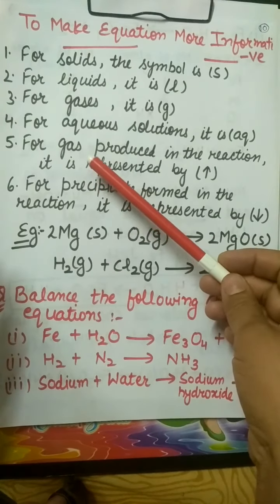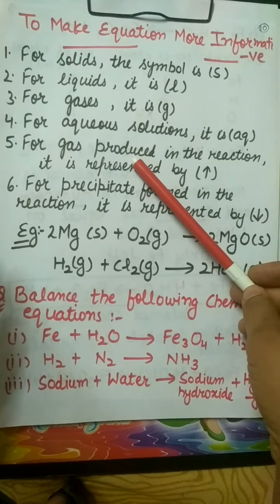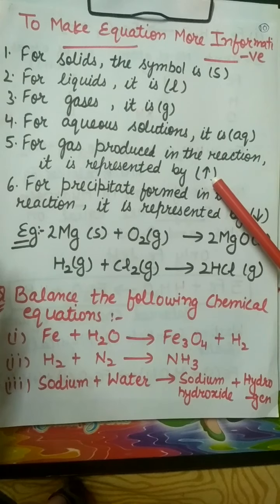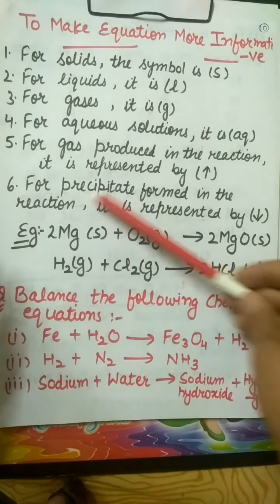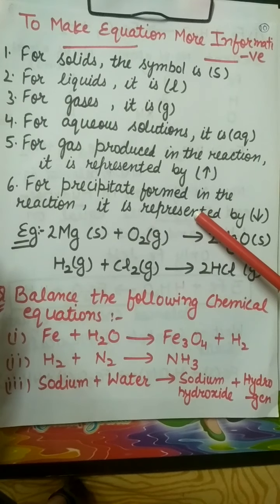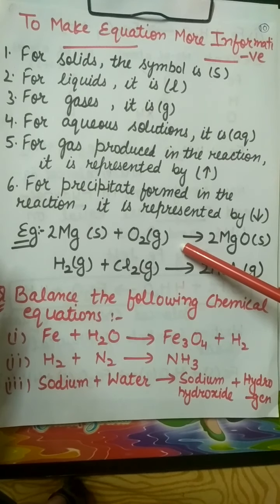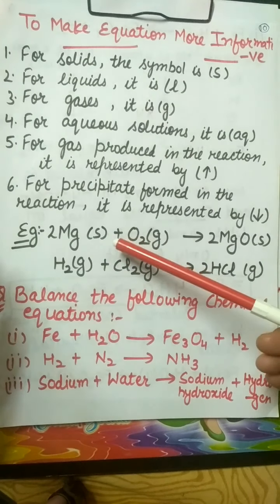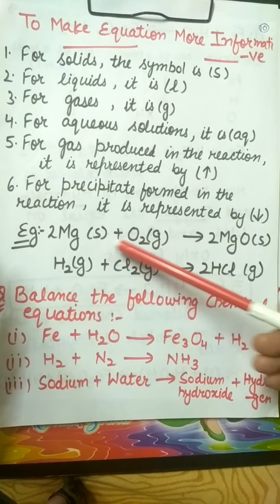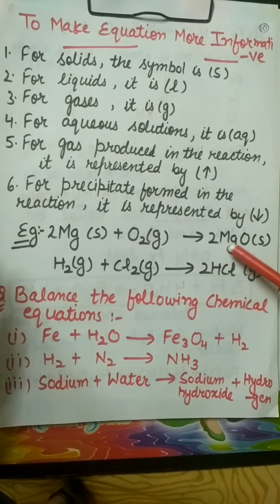Now, in the fifth point, if gas is produced in the equation, then we will represent it by an arrow like this. And if precipitates are formed in the equation, then we will represent it by an arrow facing downward. This will be more clear to you when you see how we use this in equations. As we have already balanced these two equations, in the first equation you can see that I have written S, meaning magnesium is in solid form, oxygen is in gas form, and magnesium oxide which is obtained is again in solid form. So this makes the equation more informative.